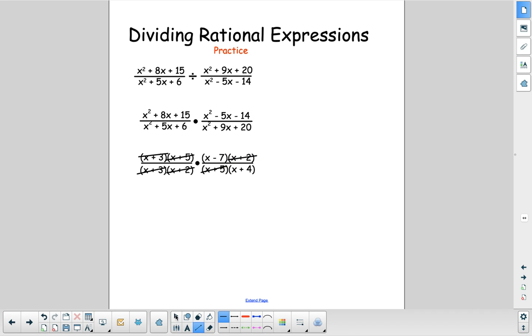So I'm left with x minus 7 over x plus 4, where is that? Here we go. X minus 7 over x plus 4. So hopefully that's what you got. You're going to get some more practice in the Desmos activity, but refer back to this if you have questions, and hopefully you took some notes. Good luck, guys.